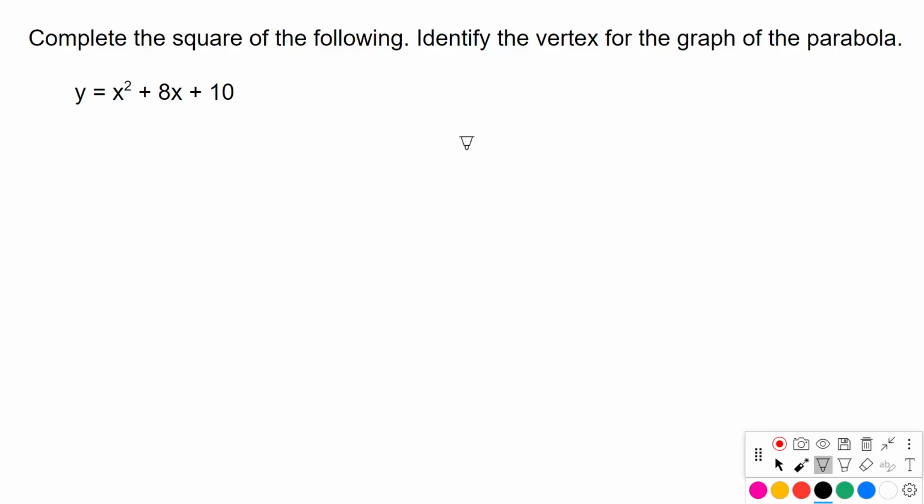Remember, in order for it to be a perfect square, if we have ax squared plus bx plus c, then c is going to equal half of b squared. If I look at this equation, my b is 8, half of 8 is 4, squared would be 16. So this is not going to be a perfect square.